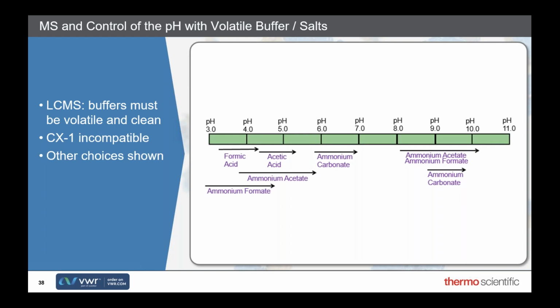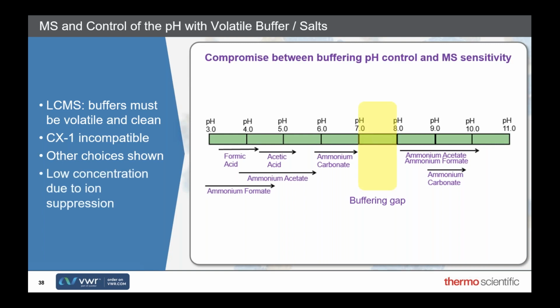This does make the CX1 buffers we've been discussing incompatible, and so we have to look at other buffers, some of which are shown on screen. And these need to be at low concentration to avoid ion suppression in the mass spectrometry. And unfortunately, there is also a buffer gap at pH 7 to pH 8, where it's very hard to find suitable buffers.